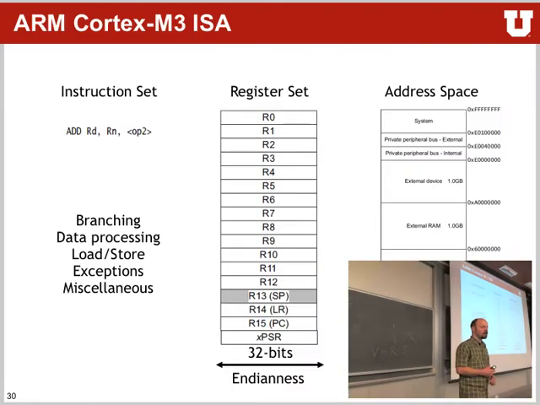So what does the Cortex-M3 ISA contain? Well, we have instruction sets we will talk a lot about. So this is the assembly code language, which will come up in a second. We have the register set, and we have the address space.